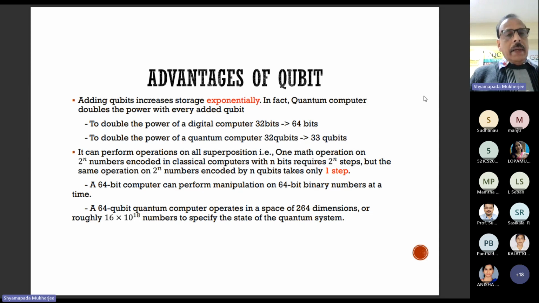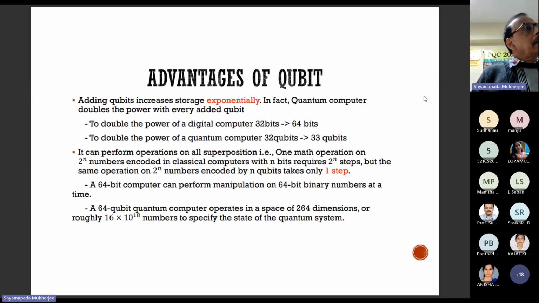The second advantage is that a 64-bit computer can perform manipulation on 64-bit binary numbers at a time. But a 64-qubit quantum computer operates in a space of 2^64 dimensions, or roughly 16 times 10^18 numbers, to specify the state of the quantum system. So these are the advantages of the qubit.